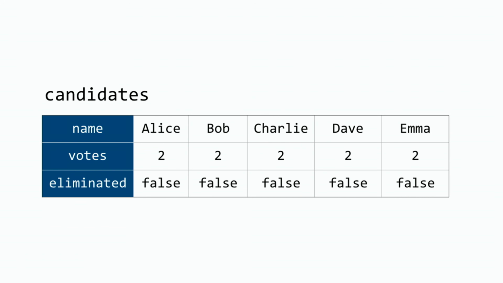So, for example, if all of the candidates are still in the election, and every candidate has 2 votes, then this election is a tie, and your function should return true. Of course, this election is also tied. Even though candidates have different vote totals, Bob and Dave have already been eliminated from the election, so I'm only looking at the 3 other people that are still in the election. They each have 2 votes, and so because it's a tie between all of the remaining candidates in the election, this function should return true.